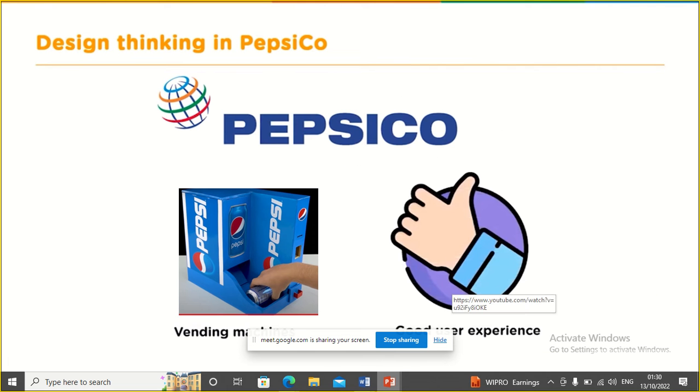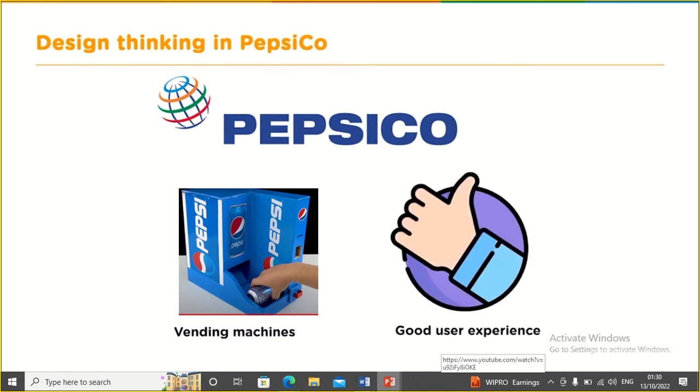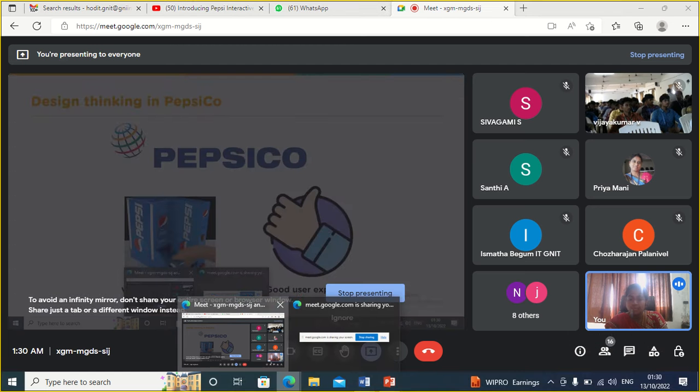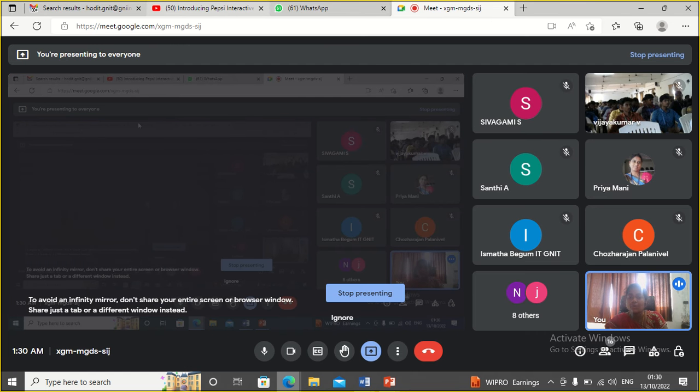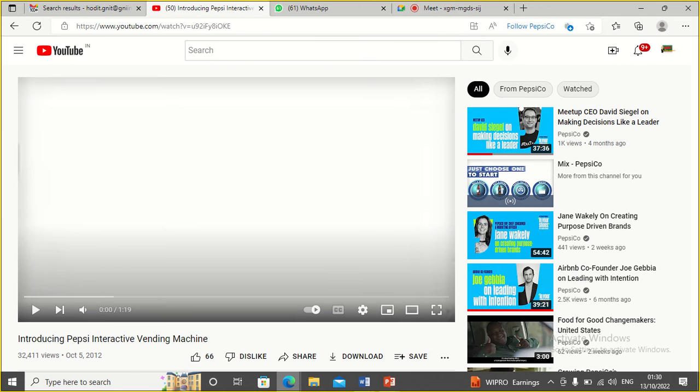As well, one of the highlightable innovative solutions proposed by the Pepsi company is the vending machine. This vending machine has more innovation, because I would like to show one video now. You can see how the vending machine works.